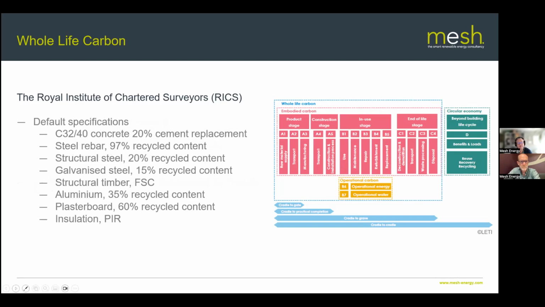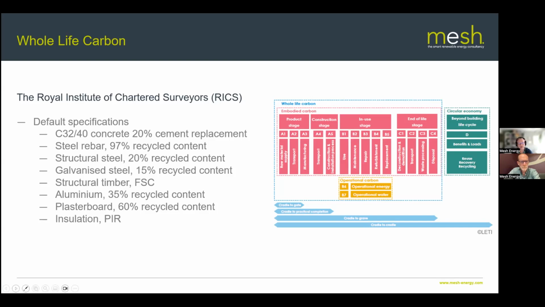There are a number of default specifications that can be used as part of these at this stage to determine which products are going to be used. So, for example, we've got C32/40 concrete with 20% cement replacement. Also we've got recycled content for steelwork, whether structural timber should be FSC, which typically it is these days. And then we've got recycled content in aluminium and plasterboard.